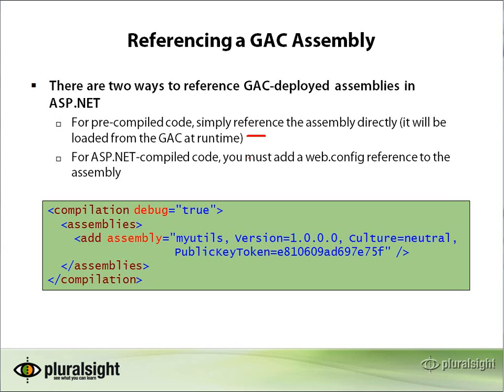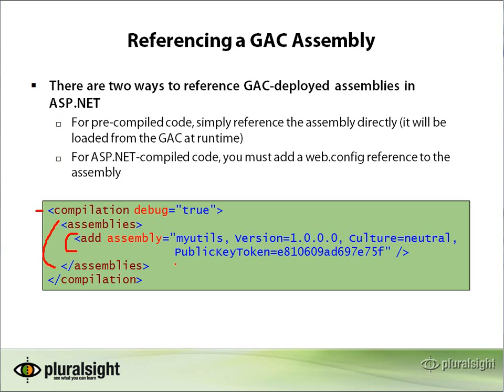So in a website model where you have code in your app code directory or code in your code behind pages that is going to be compiled at request time, you need to make sure that the assembly is referenced in your web.config file. And to add a reference to a global assembly cache assembly in your web.config file, you go under the compilation element, and inside of there you'll find an assemblies element, and you just use the add element to place your assembly reference within the config file.